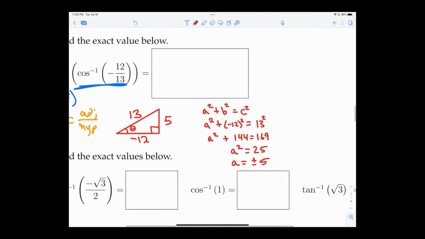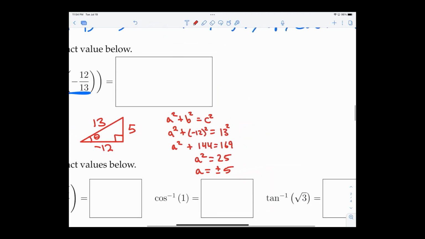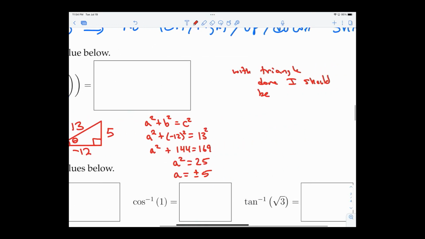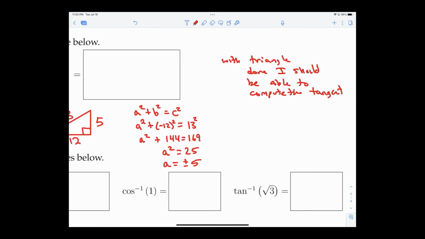Now, having done that, I've got all of the sides labeled on my triangle. So with the triangle done, I should be able to calculate the tangent, which is what I'm trying to do. Why would I be able to do that? Well, because I'm being asked to calculate the tangent of the cosine inverse of negative 12 over 13.